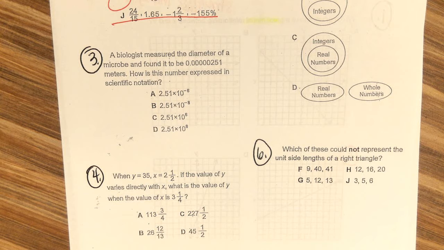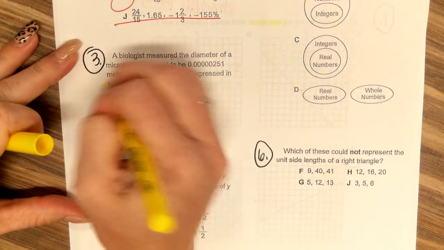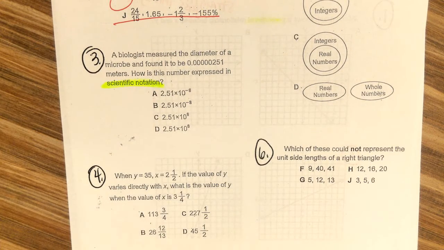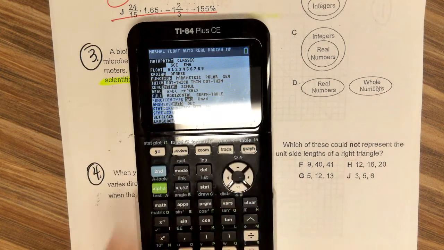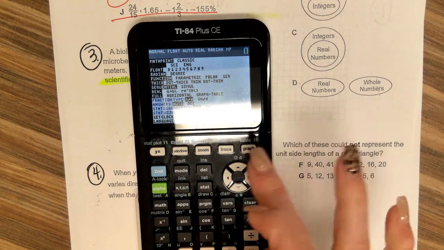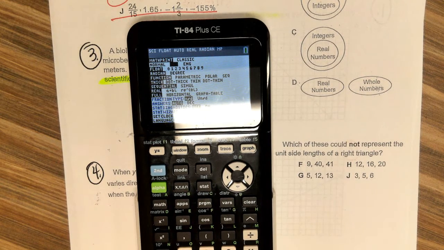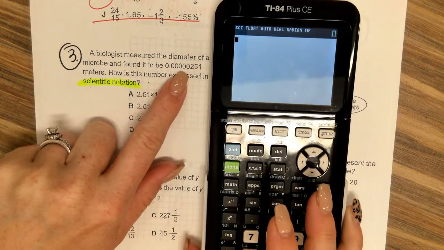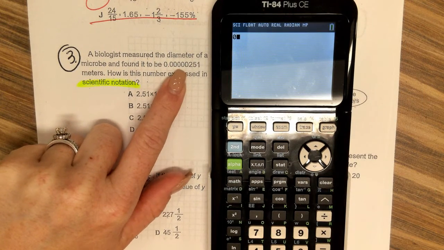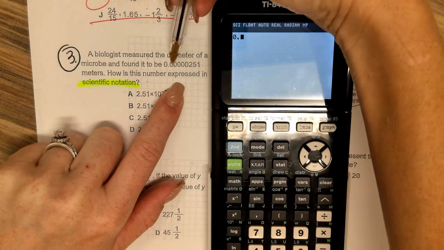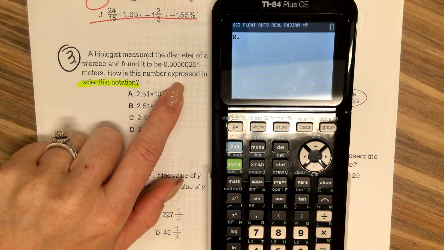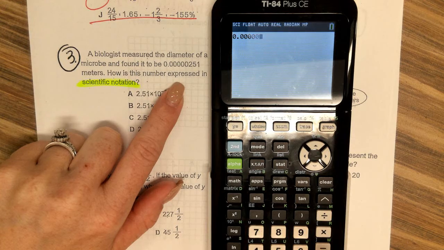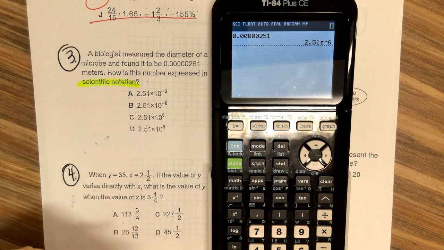All right, what mode did y'all go to for this one? How did you know that? What was your clue word? Scientific notation. So you go to mode, make sure you're out of float, and go to SCI. Hit enter, and then just clear out. All you have to do is type that number in. So 0 point, and then there's 1, 2, 3, 4, 5 zeros. 2, 5, 1. Hit enter, and that is your answer.